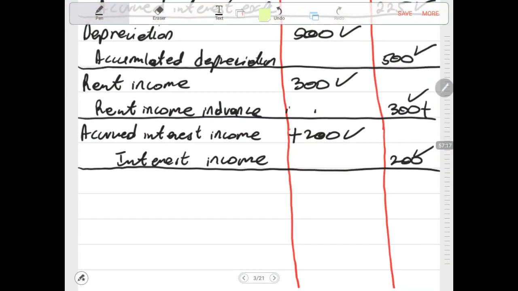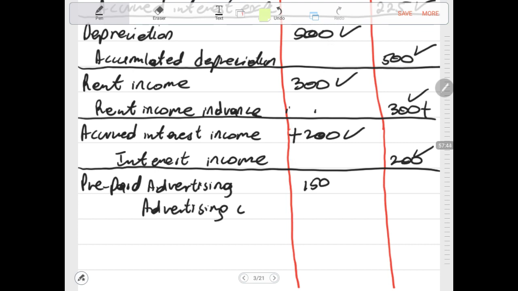Now, let us go and we debit. Remember, I said prepaid expense is an asset. So if we say prepaid expense is an asset, assets increase on the debit side. So this will be prepaid advertising, an amount of 150, and we credit our advertising cost of 150. Remember, prepaid expense is an asset. Where do we record assets? In the statement of financial position.